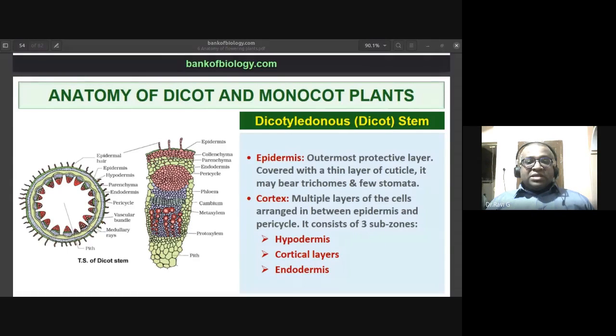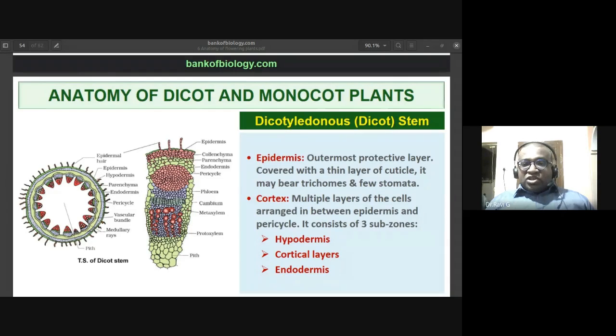Pith is large. You can see the pith. Pith is also called medulla. Another name for pith is medulla, and this pith penetrates in between the vascular bundles, which we call the medullary rays. So these are the things that you have to see and notice in case of this ground plan of a dicot stem.